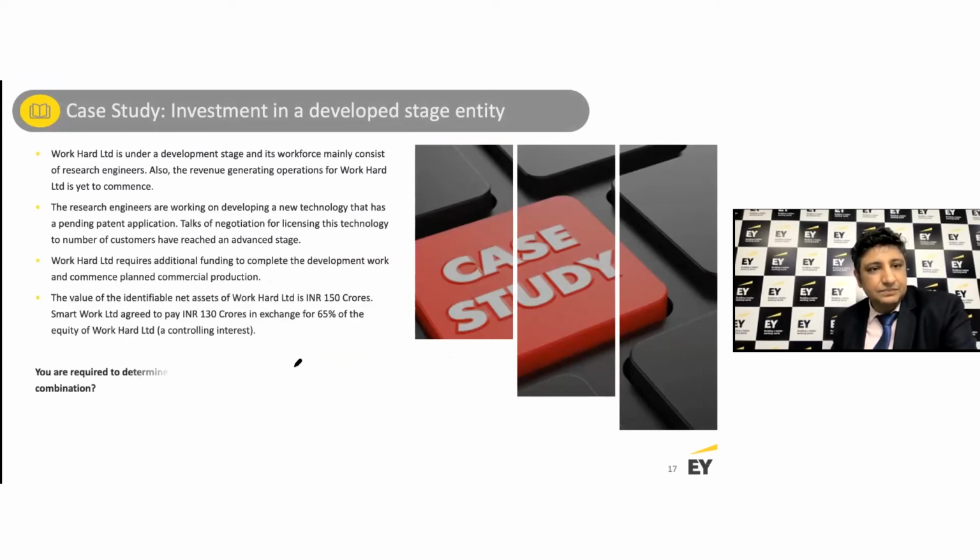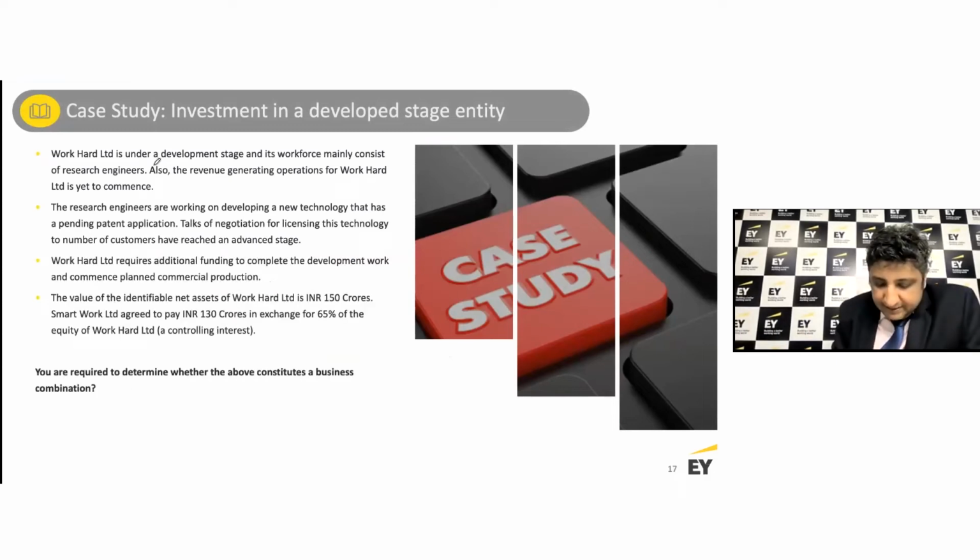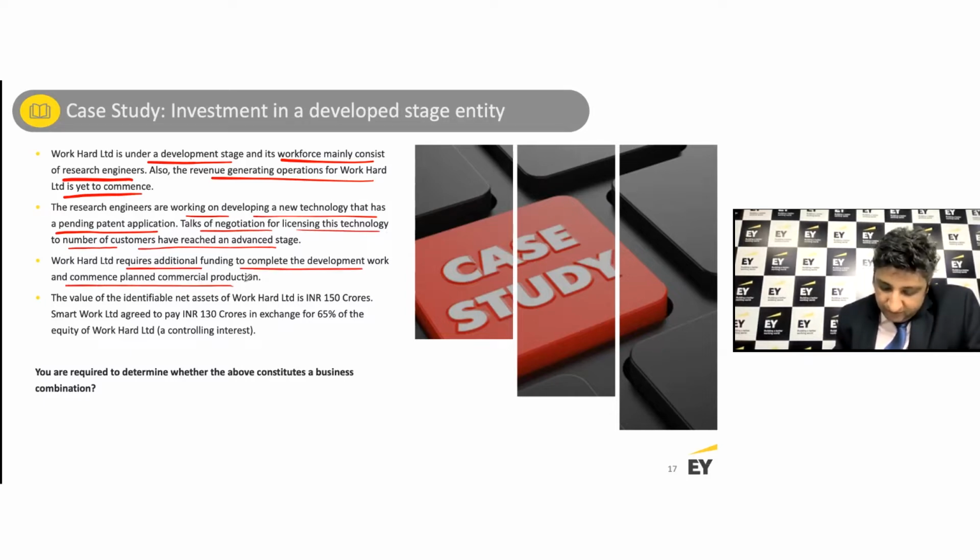It says that Workhard Limited is under a development stage, and its workforce mainly consists of research engineers. Also, the revenue generating operations are yet to commence. The research engineers are working on developing a new technology that has a pending patent application. Talks of negotiation of licensing to a number of customers have reached an advanced stage. Now it requires additional funding to complete the development work and commence production. The value of the intangible net assets is 150 crores. Smart Work comes and agrees to pay 130 crores for 65%.